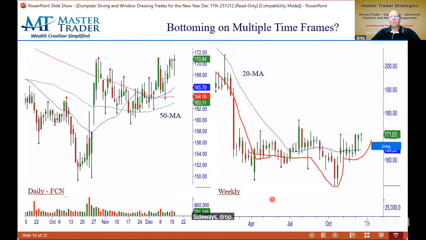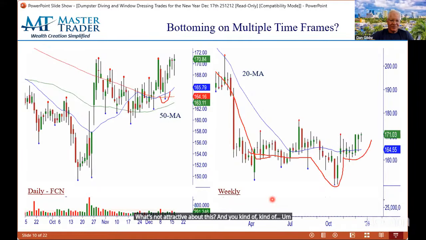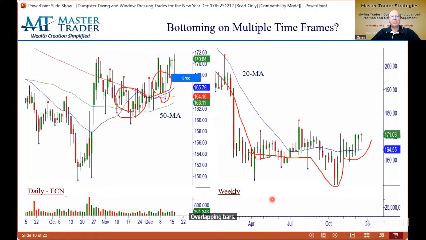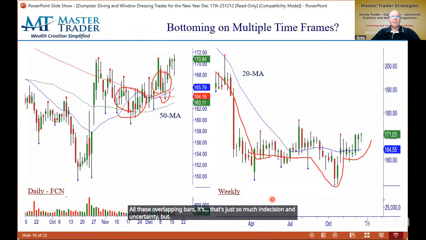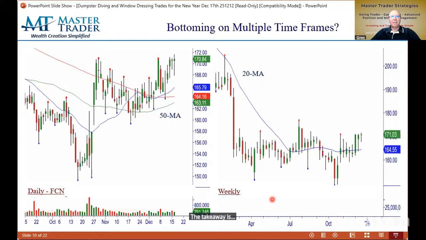And yesterday, what jumped out at me was this attempt to go down, besides this consolidation. What's not attractive about this? You kind of discounted a little bit. All these overlapping bars, that's just so much indecision and uncertainty. But the takeaway is this action and this action, where it takes out the prior bar's lows and it springs back up again. That's accumulation. That's institutions buying the dip.